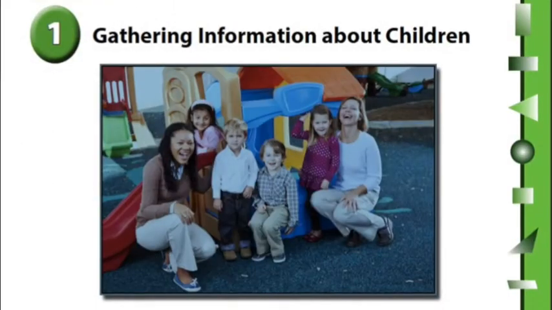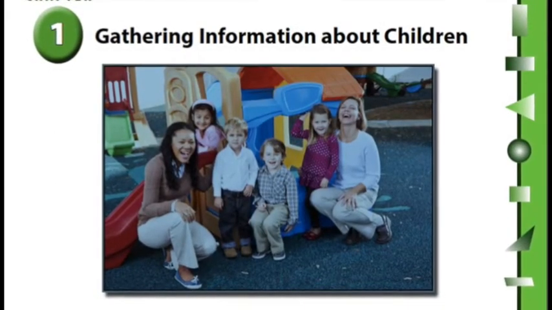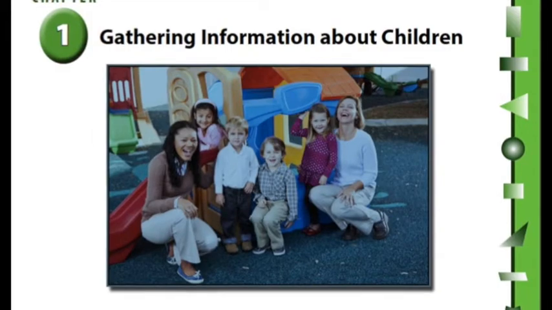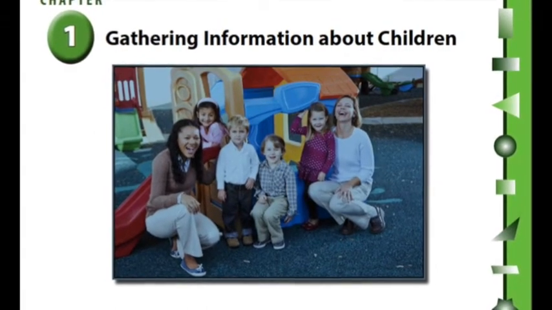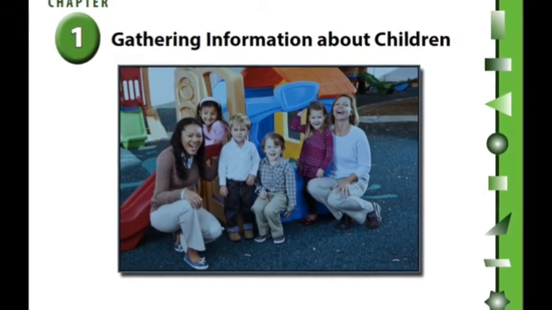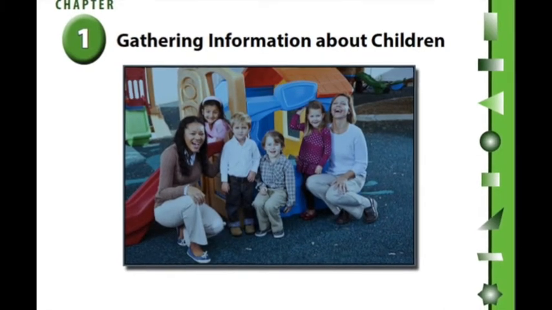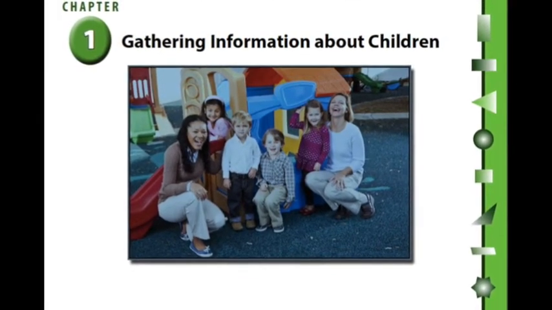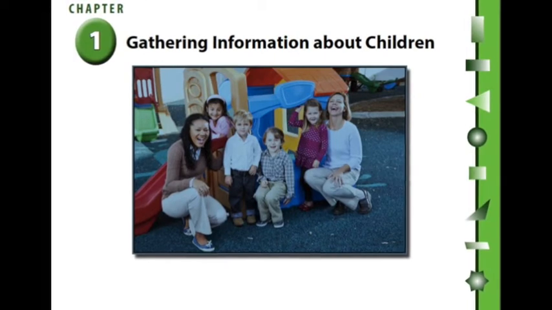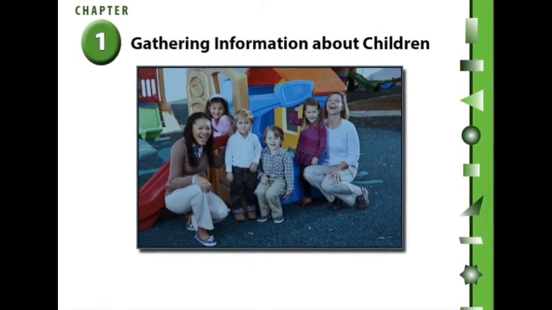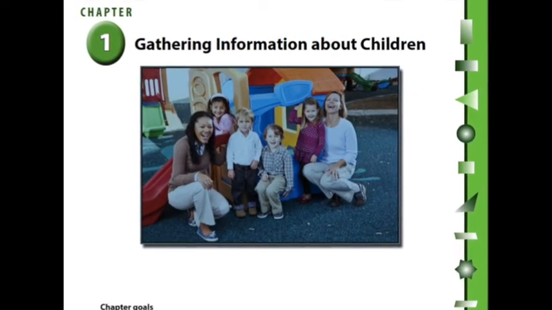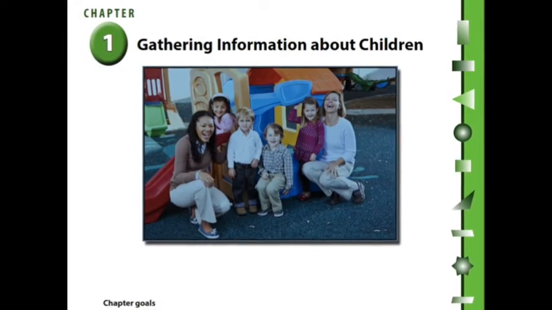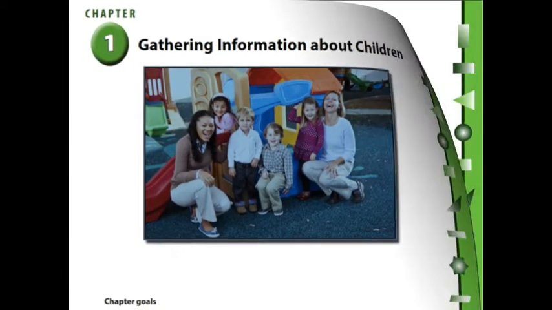Chapter 1. Gathering Information About Children. The chapter goals are to develop and practice vocabulary and expressions to give and receive basic information about children, to recognize, develop, and practice skills to complete an accurate and objective running record about a child, to recognize, develop, and practice skills to reflect about a child's interests and background, to develop language skills for introducing children.